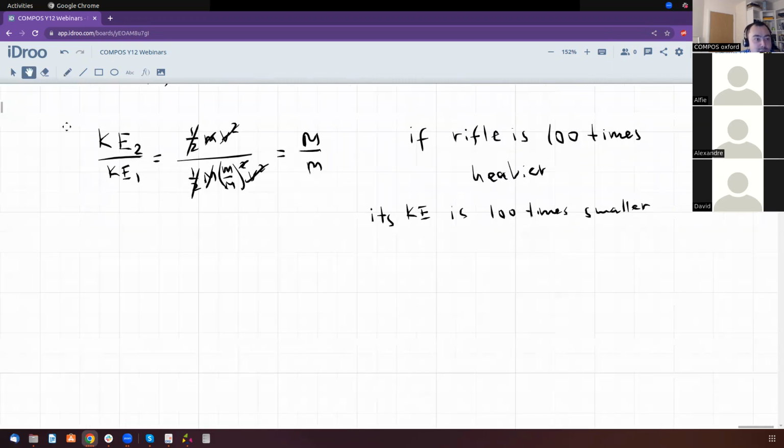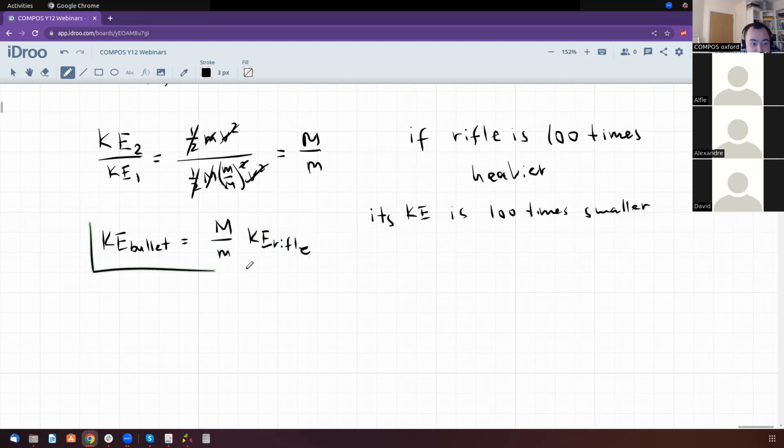Okay, so the kinetic energy of the bullet is equal to M over m of the kinetic energy of the rifle. That means the kinetic energy of the rifle is very, very small. Therefore, it has less destructive power. And that's why the heavier the rifle, the better.